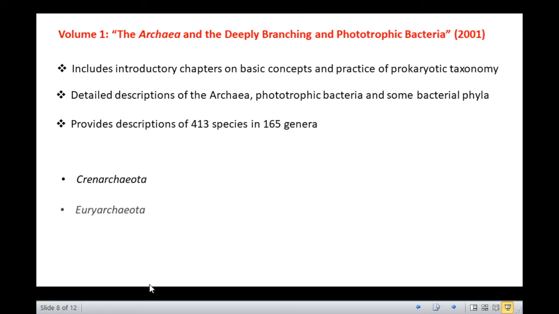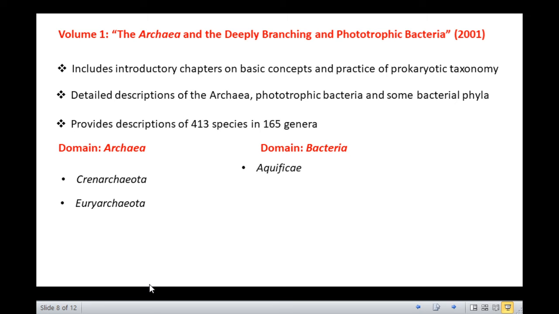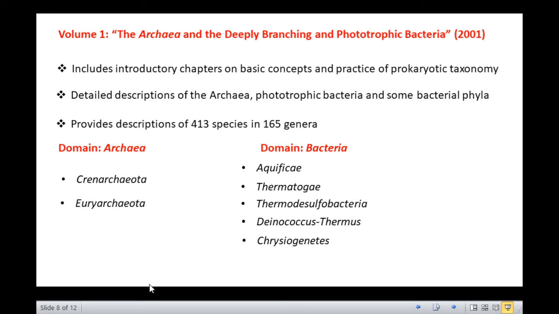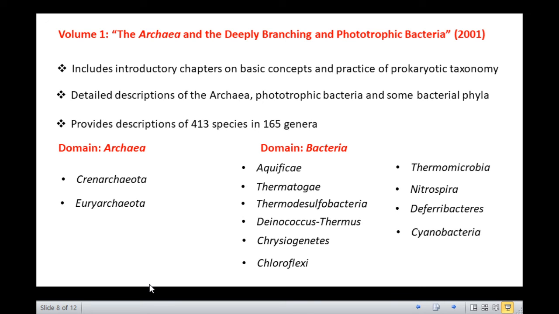This volume provides descriptions of 413 species in 165 genera that are assigned to the phyla Crenarchaeota and Euryarchaeota, which belong to the domain Archaea, and to members of the domain Bacteria like Aquificae, Thermotogae, Thermodesulfobacteria, Deinococcus-Thermus, Chrysiogenetes, Chloroflexi, Thermomicrobia, Nitrospira, Thermodesulfobacteria, Cyanobacteria, and Chlorobi.